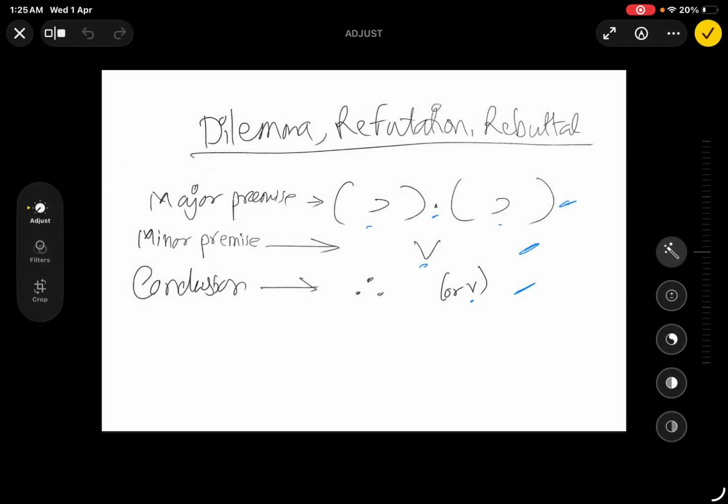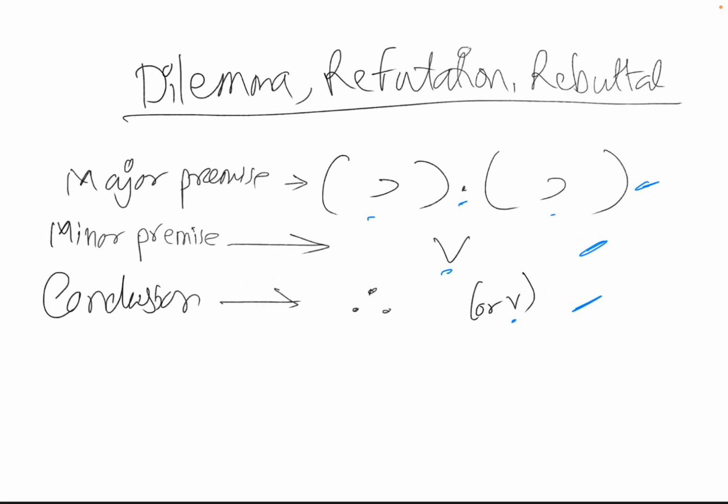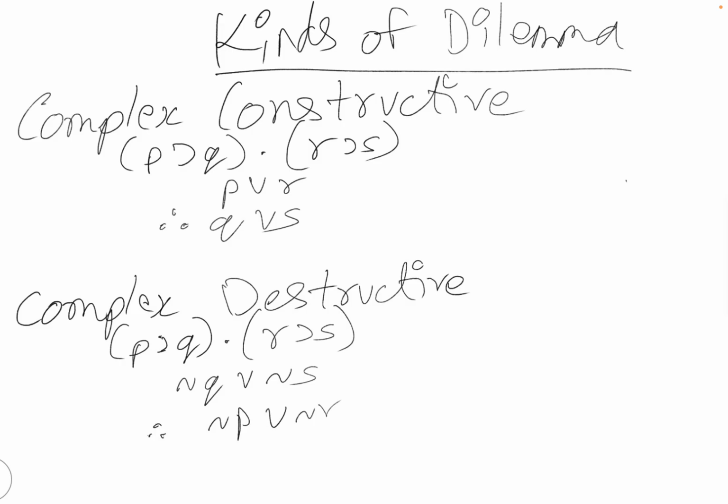Next, let's look at the kinds of dilemma. There are 4 different kinds of dilemma. First, complex constructive. In complex constructive you have P implies Q dot R implies S, so all 4 letters are different in the major premise. Look at complex destructive: again, the exact same premise will be the major premise in complex constructive and destructive.